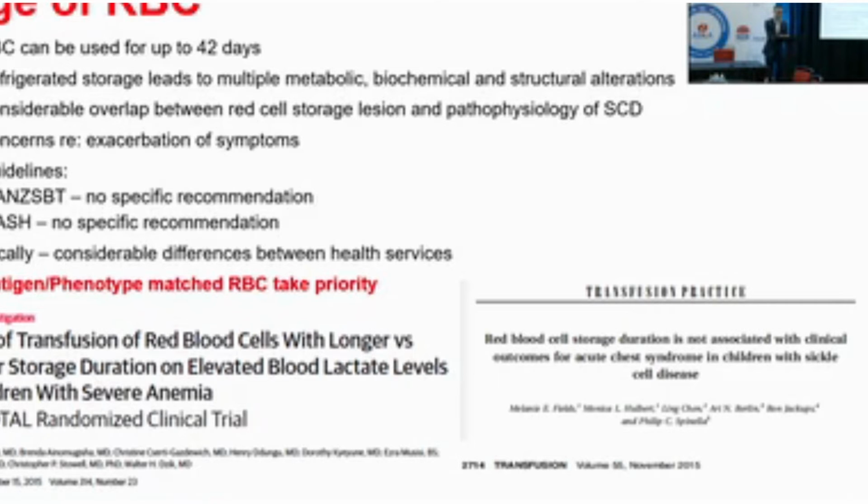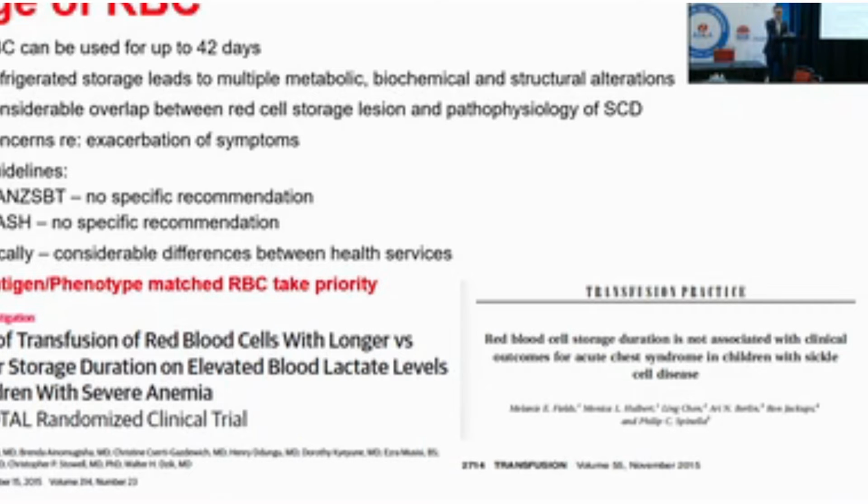Most of the studies, first of all, examine simple transfusions. And of course, the numbers can be very low, so we don't have a lot looking at exchange transfusions and the age of red cells. And this is reflected in our current guidelines. So the Australian New Zealand Society of Blood Transfusion guidelines do not have any specific recommendations on the age of red cells for sickle cell disease. And the American Society of Haematology likewise does not have any specific recommendations.